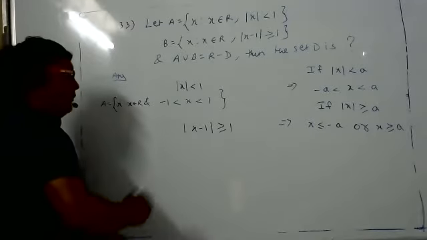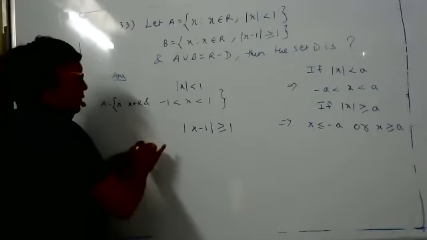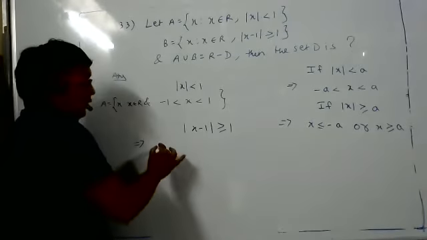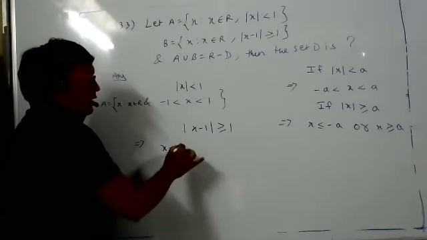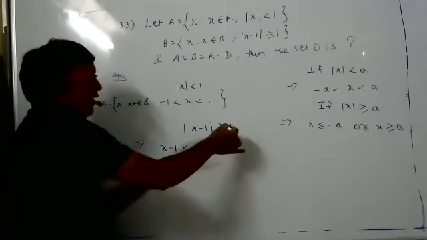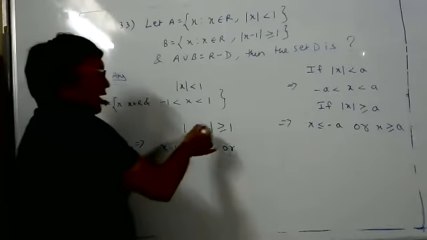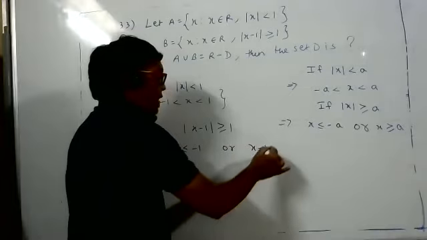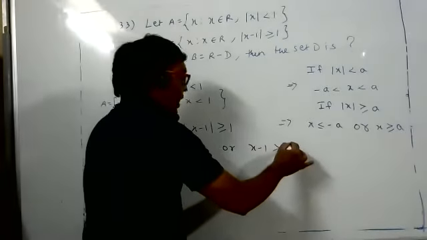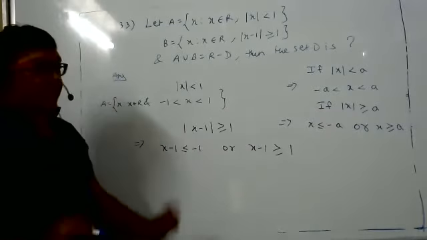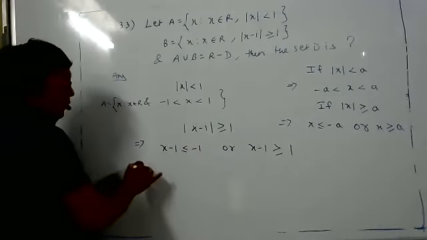So what should I write? Tell me what I should write. X means, what should I write? X minus 1 is less than or equal to minus A. So minus A means minus 1, and X means X minus 1. Or X minus 1 is greater than or equal to A, that is 1. A is 1, X is like X minus 1. We can do one more step.